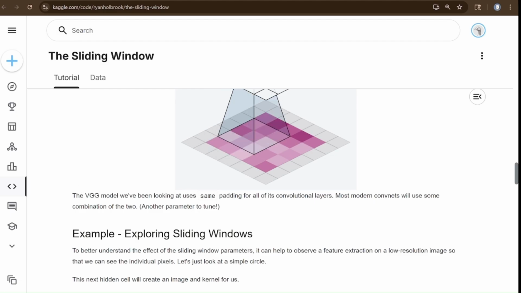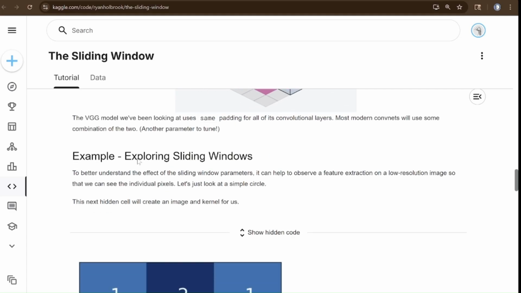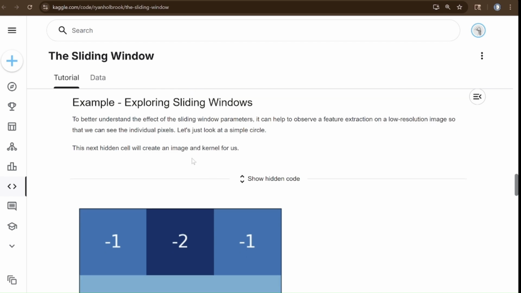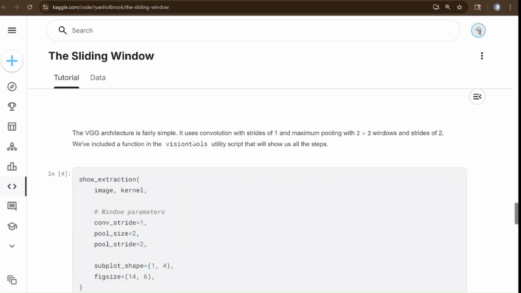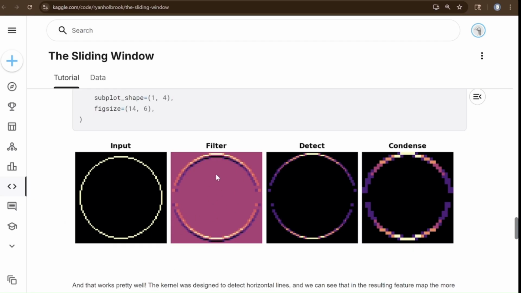Now VGG model is a very basic model, so it uses same padding for all of the convolutional layers. Most modern convnets will use some combination of the two. They use sometimes valid, sometimes same, but VGG uses only same. Okay. Now see an example. To better understand the effect of parameters, it can help to observe a feature extraction on a low resolution image so that we can see the individual samples. Okay, see, this is the kernel. This is the VGG architecture. Here it is the input. First step is filter. Second step detect. It is done by ReLU. And third is condense. This is done by maximum pooling.